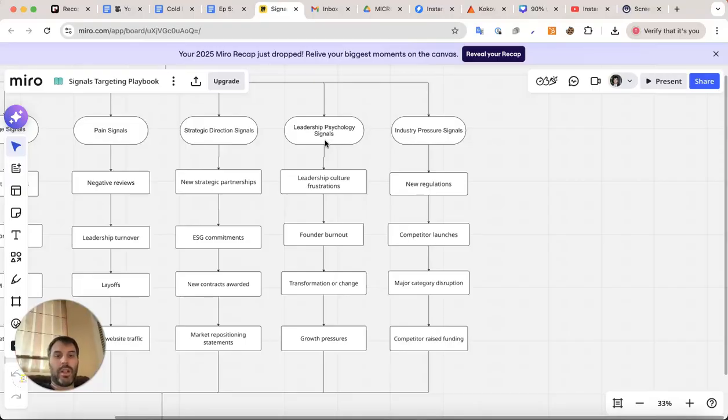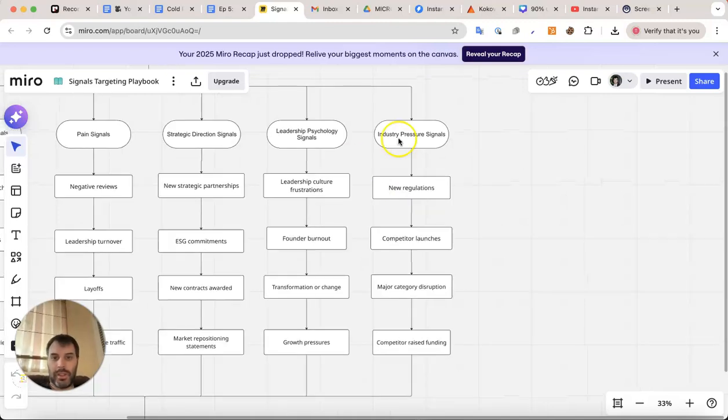Okay, so then you can basically come in, reach out and say, about XYZ signal, and then what your offer does. Same as I've been talking about, it just creates that relevance. And last but not least, industry pressure signals.